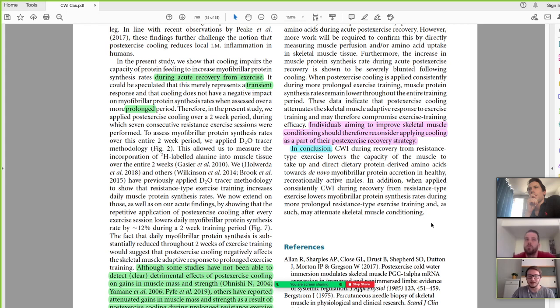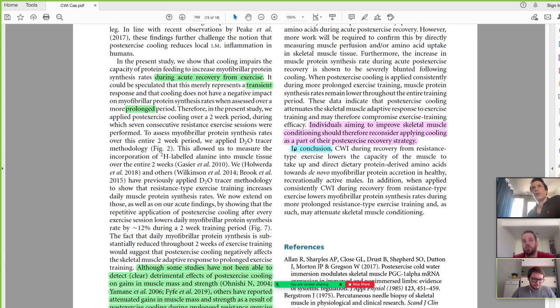Just the three main outcomes again. The amino acids from the protein into the muscle is lower with cooling. The acute muscle protein synthesis response is lower, and even 2 weeks is lower. So in the end, a pretty clear conclusion: basically everything is lower when you cool one leg compared to the other.